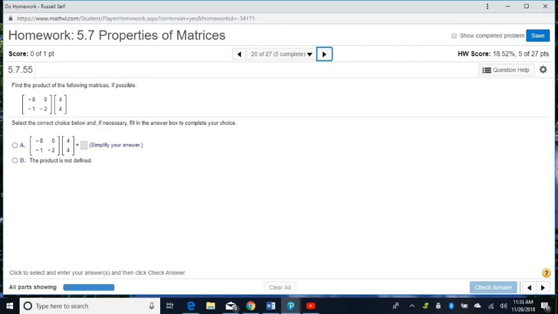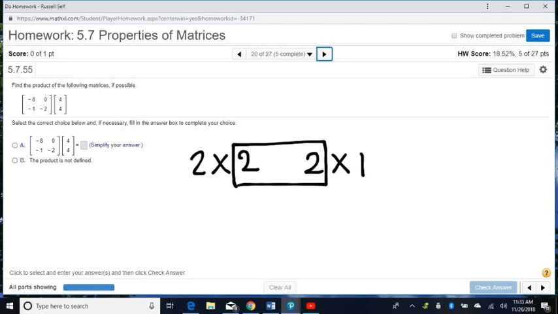So the first one has 2 rows, 2 columns, so A is a 2 by 2. The second one has 2 rows, 1 column, so B is a 2 by 1. Those two numbers in the middle are indeed the same. Therefore, these two things can be multiplied, and once they are, you're going to end up with a 2 by 1 matrix as your answer. So this time, we're actually going to do the multiplication. Okay? So let's look at working through this one and doing all of the multiplication.